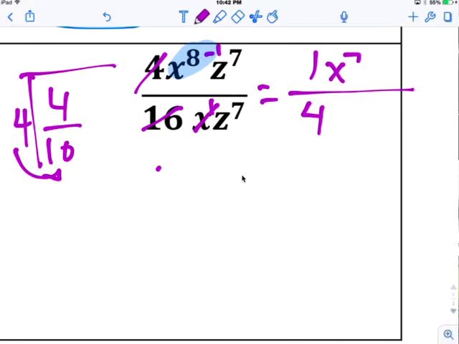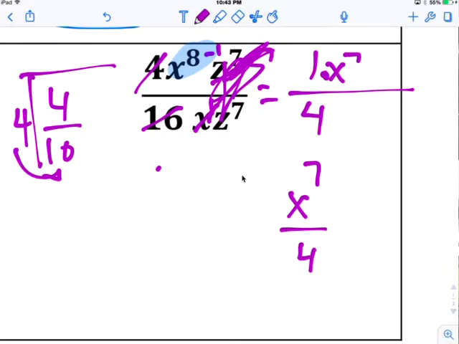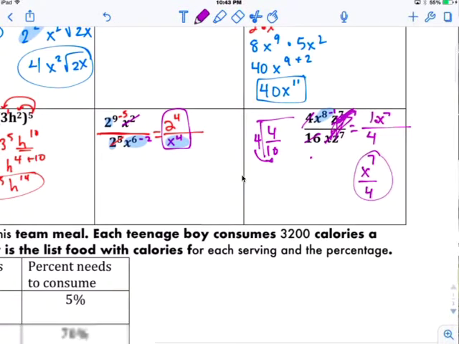That's 7 minus 7. That's 0. x to the 0 is 1. So that's our answer. 1 doesn't do anything. So when it's the same like this, just cross it out because it's 1. 1 times whatever is itself. So your answer here is 1x to the 7th over 4, or you can write x to the 7th over 4 like that. Both ways are correct. Okay? You need to start recognizing that.